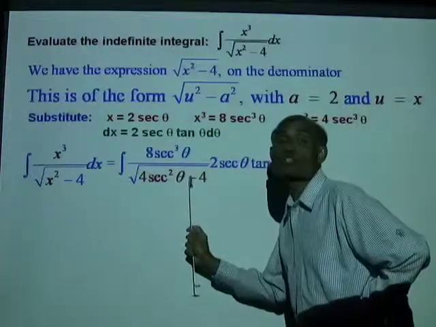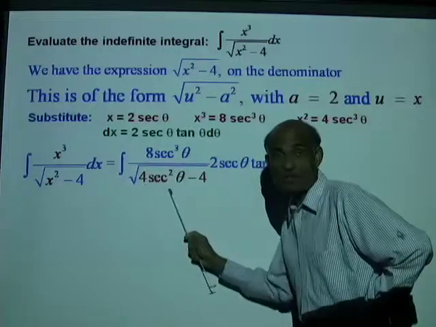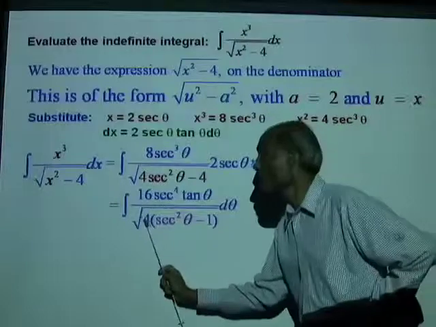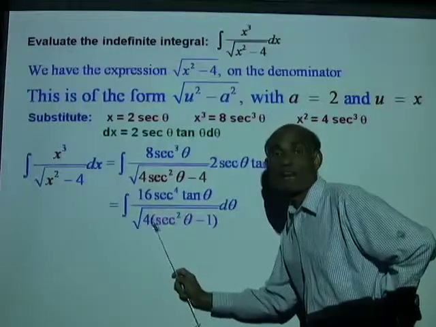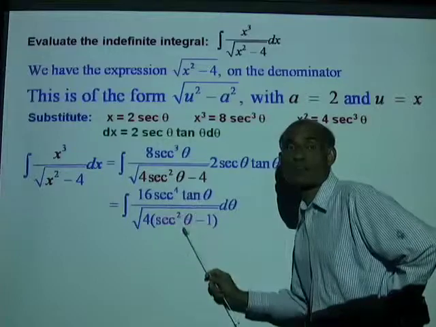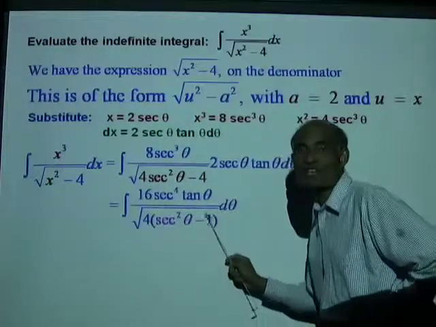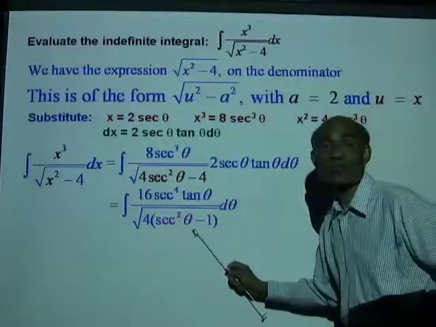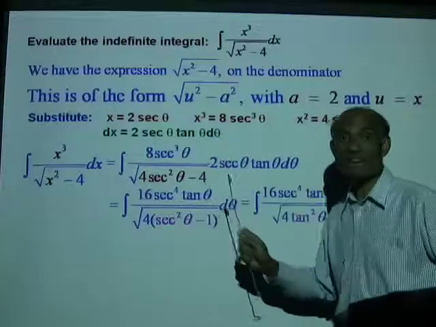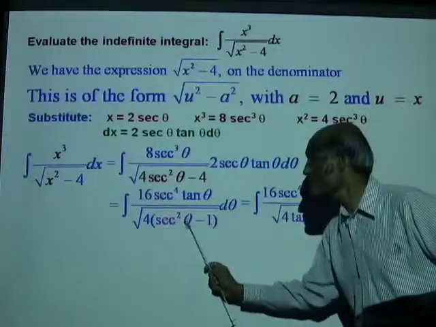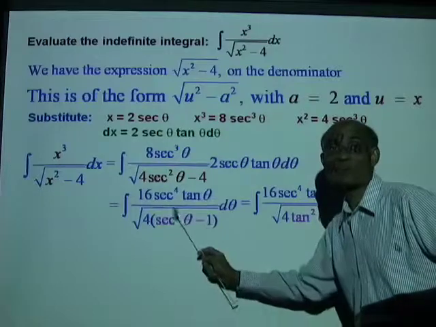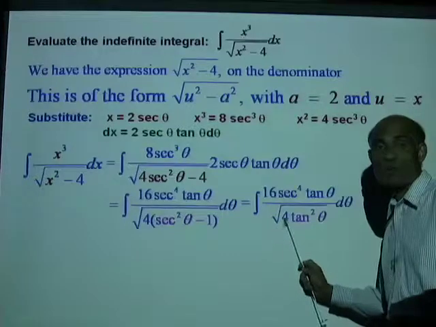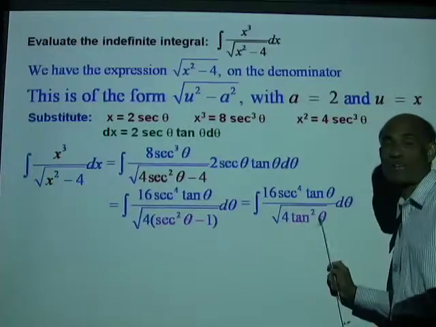Now, where do we start the simplification? Inside the square root sign again. 4 is a common factor, we factor it out. So 4 comes out, and what is remaining is secant squared theta minus 1. And what is secant squared theta minus 1? Well, secant squared theta minus 1 is tan squared theta. So we replace secant squared theta minus 1 with tan squared theta. The quantity inside the square root now becomes square root 4 tan squared theta.